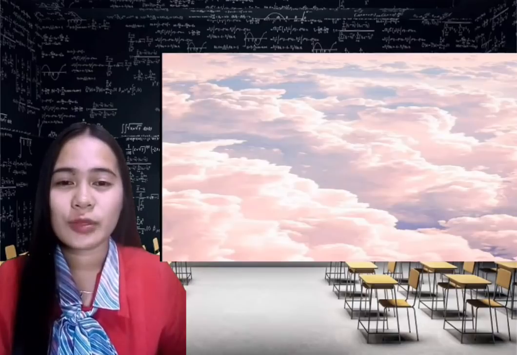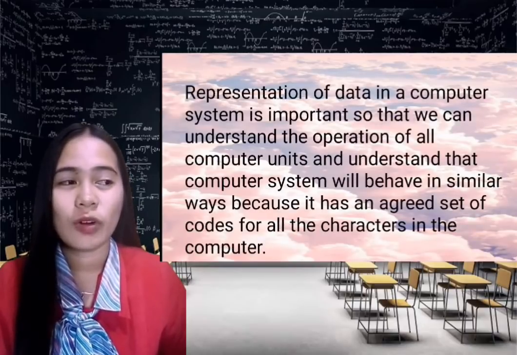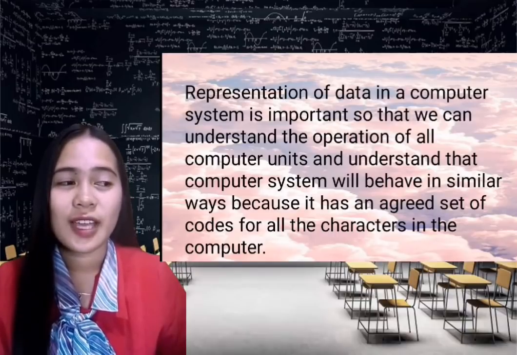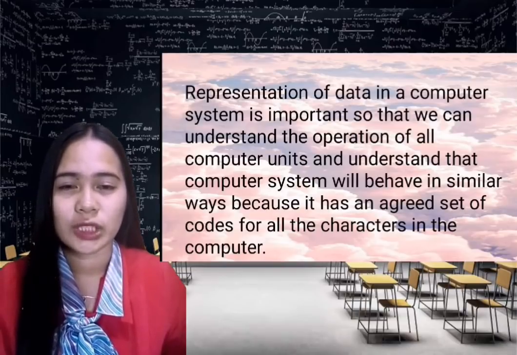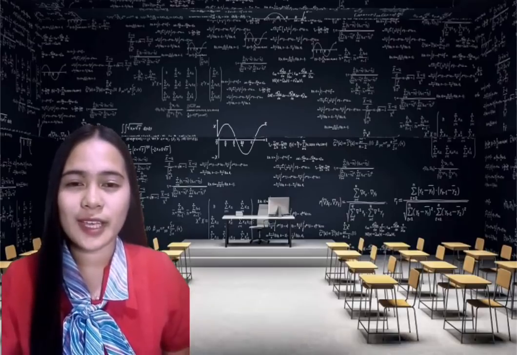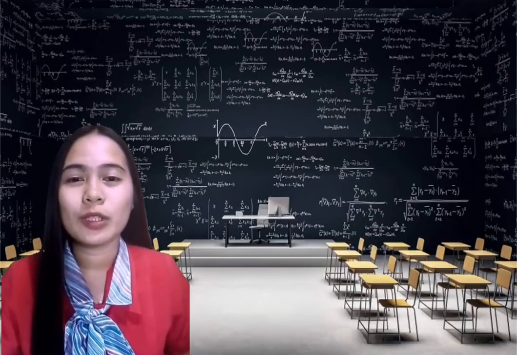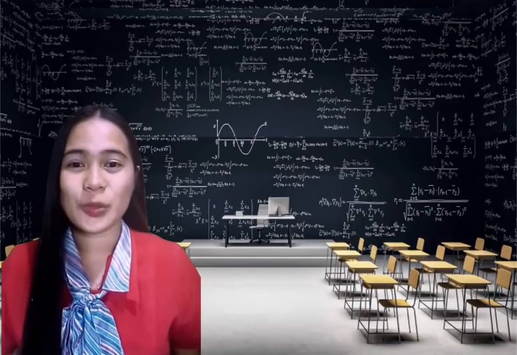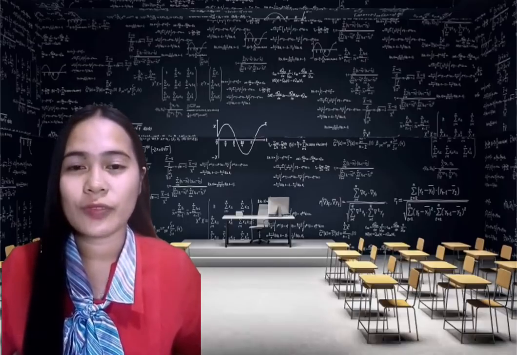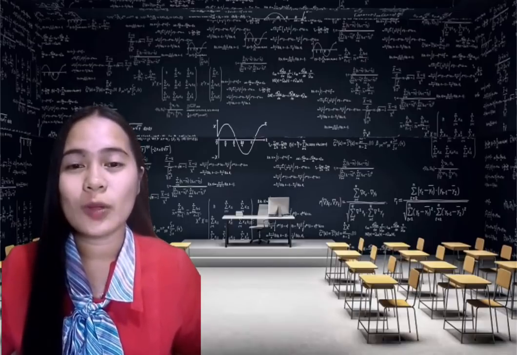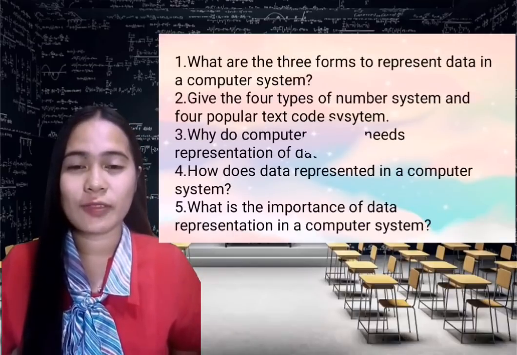Those are important so that we can understand the operation of all computer units and understand that the computer system will behave in similar ways because it has an agreed set of codes for all the characters in the computer. Your knowledge in the forms of representing data in a computer system will enable you to understand the operation of all computer units. So we are now done discussing our new topic for today entitled Representation of Data in a Computer System. Let us now try answering the following questions.